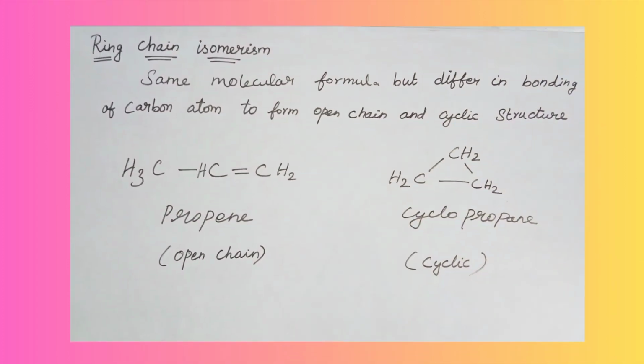Ring chain isomerism. These compounds have the same molecular formula but differ in the bonding of the carbon atoms to form an open chain and a cyclic chain. Example: propene. Propene is an open chain. Cyclopropane is a cyclic structure.